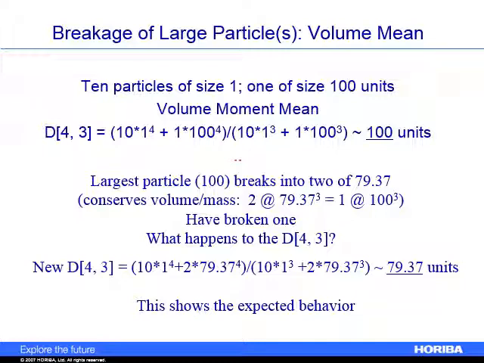If on a volume basis we now take 10 particles of size 1 and 1 of 100, this is the same as we just did with number, and now we break the largest particle down into 2, and now we look at the D4,3. That is a volume mean, which has a specific name in particle size, but we're going to call it the volume moment mean. That is actually one of the names you can use for it. Now, when you calculate that out after the breakdown, you've gone down.